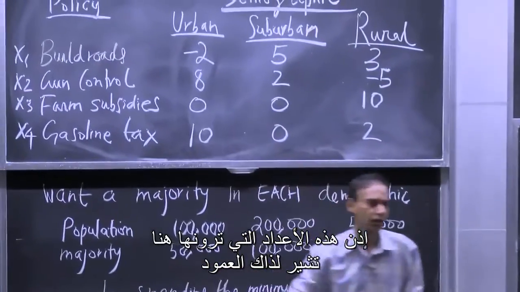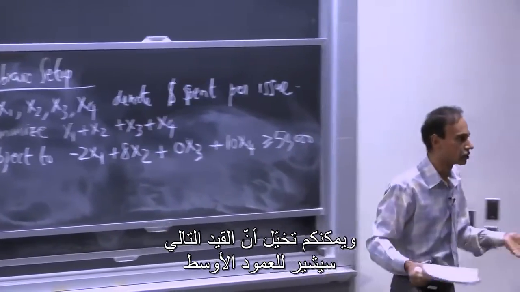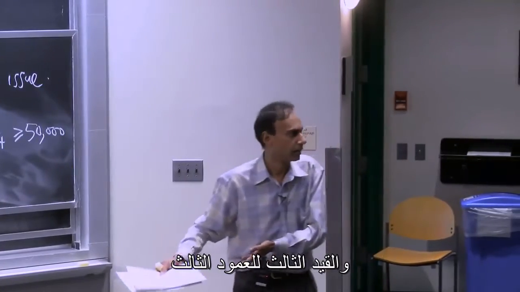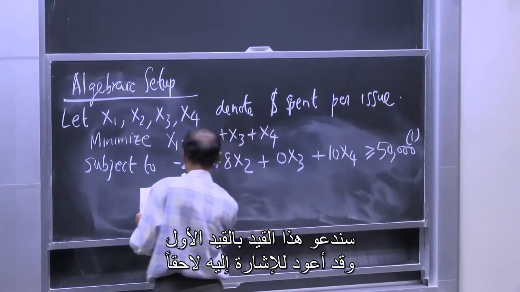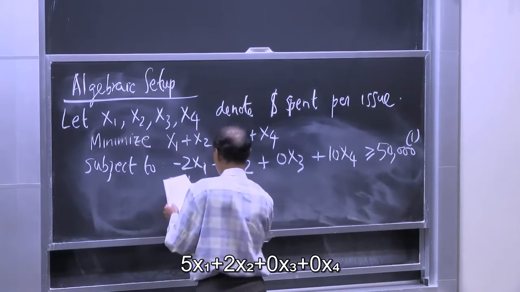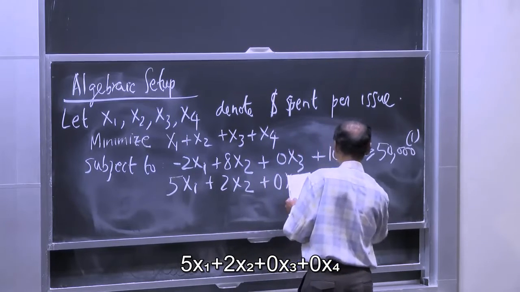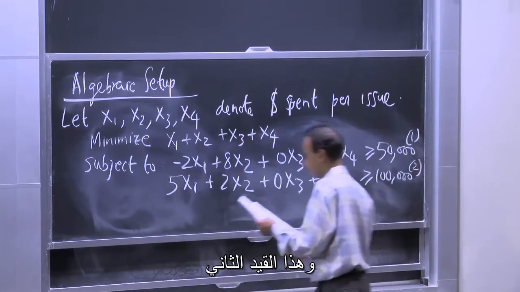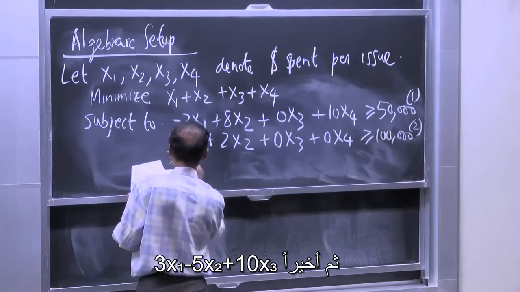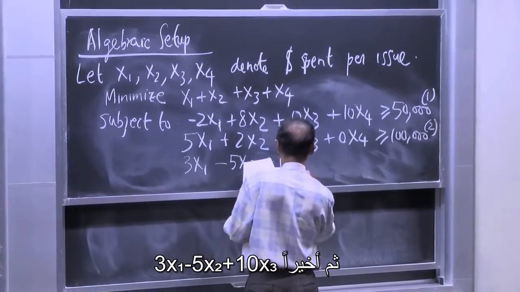So those numbers that you see here correspond to the column, right? Because I'm talking about the urban demographic. And you can imagine that the next constraint is going to correspond to the middle column and the third to the third. Right, so just write that out. We'll call this constraint number 1. I might refer to it later. 5x1 plus 2x2 plus 0x3 plus 0x4 greater than or equal to 100,000. Call this number 2. And then finally 3x1 minus 5x2 plus 10x3.